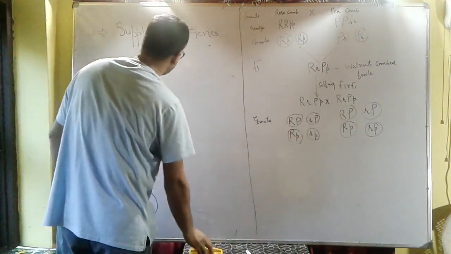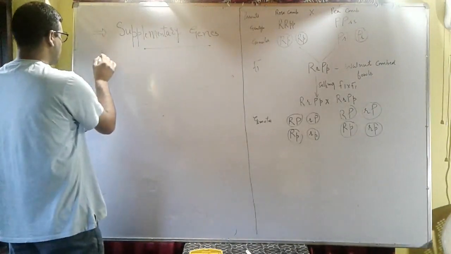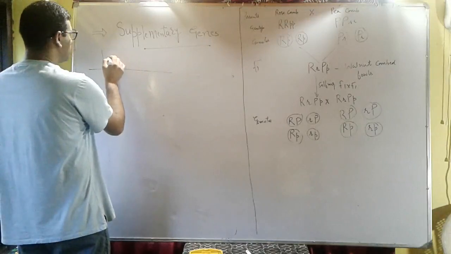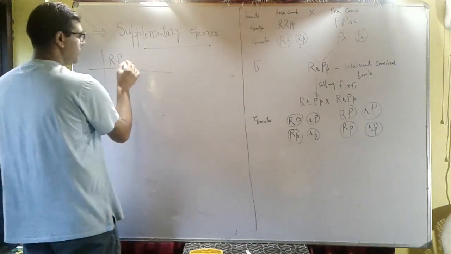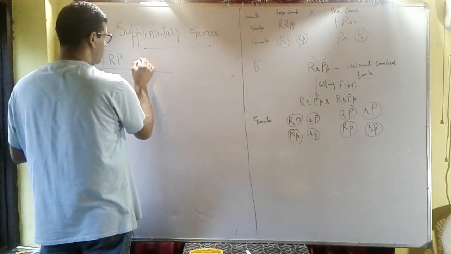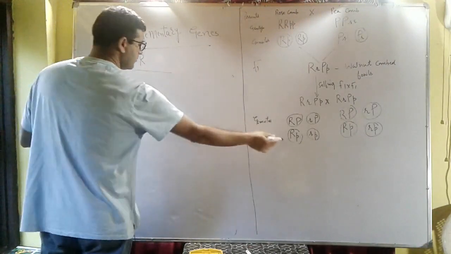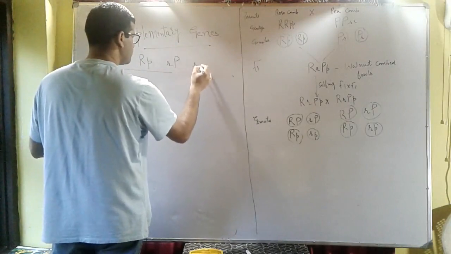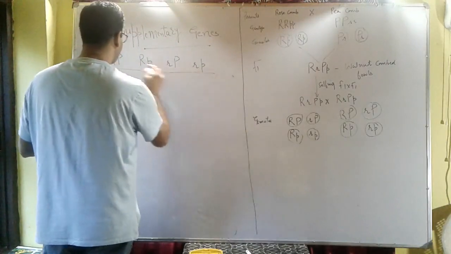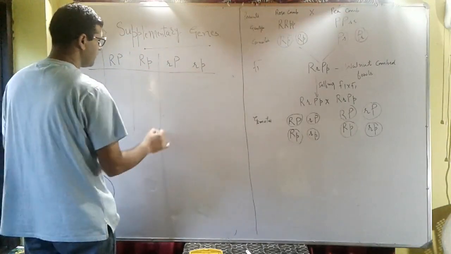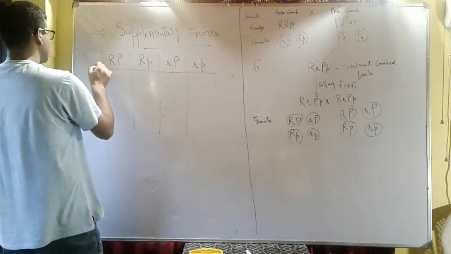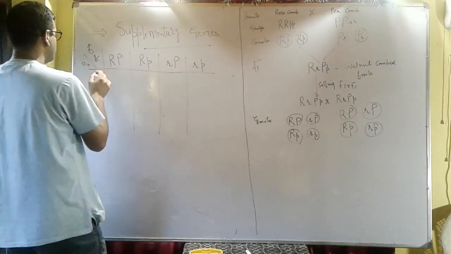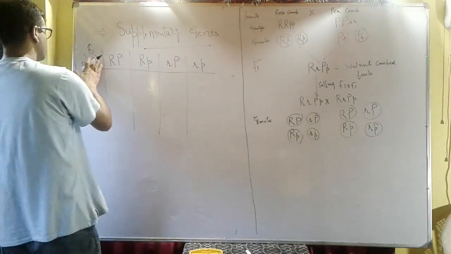It will be like this. We have capital R, capital P, capital R, small p, small r, capital P, small r, small p. Same as these are gametes. This is male gamete. This is female gamete. These are gametes.